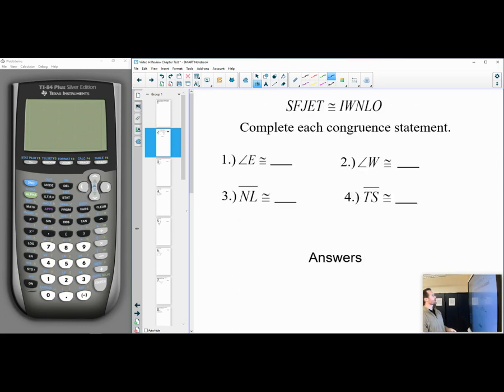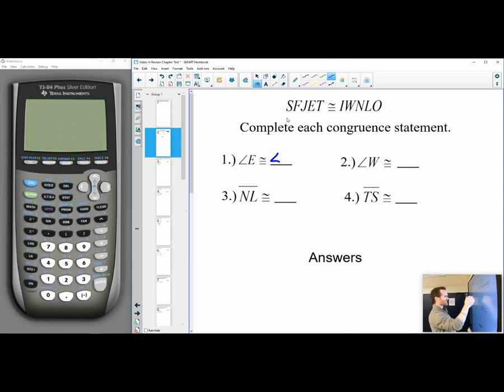So let's take a look at numbers 1 through 4. They're giving us a congruent statement at the top. It says SFJET is congruent to IWNLO, and we're going to use that to complete each congruent statement, essentially to fill in the blanks. So number 1, it says angle E is congruent to something. Well, E is right there, so that matches up with L, so that would be congruent to angle L.